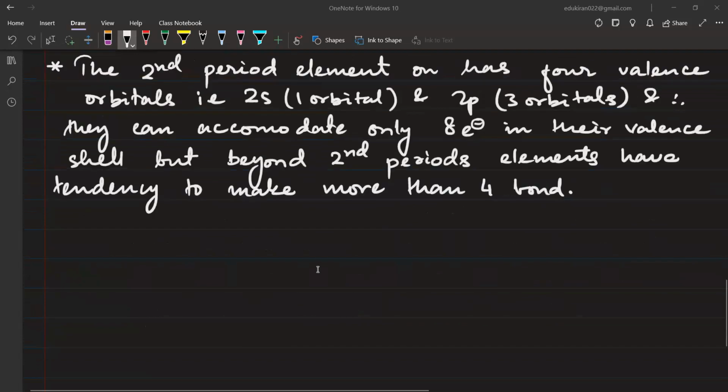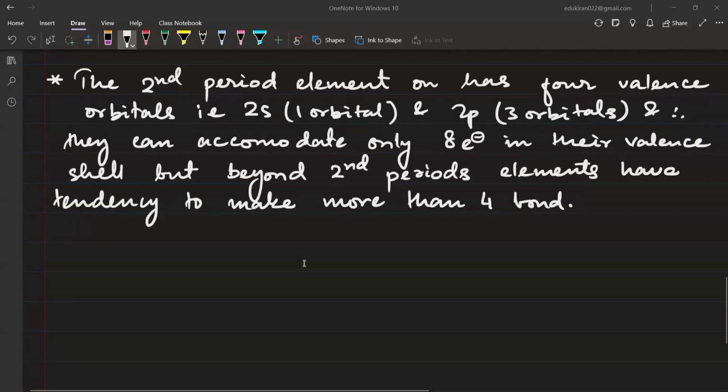Okay, and now since they cannot form more than 4 bonds, they can form multiple bonds, and that is why they have a tendency, because they are very small, they can form pi bonds. Pi bond के बारे में हम लोग नेक्स्ट चैप्टर में पढ़ेंगे, बट यहाँ पे प्लीज लिख लीजिए. नेक्स्ट पॉइंट क्या है?